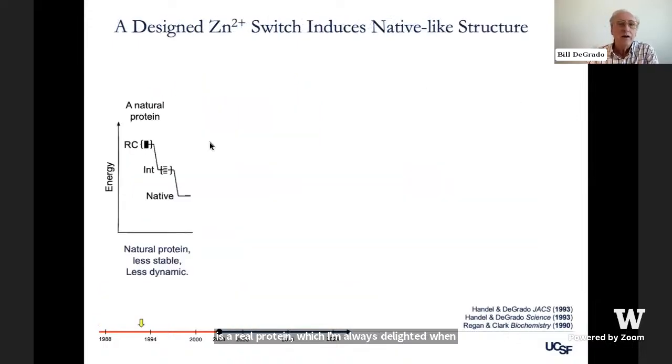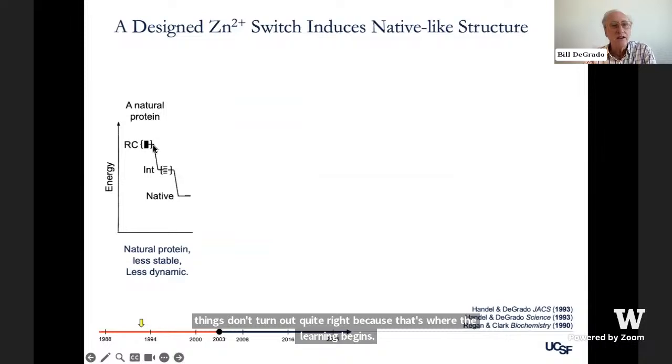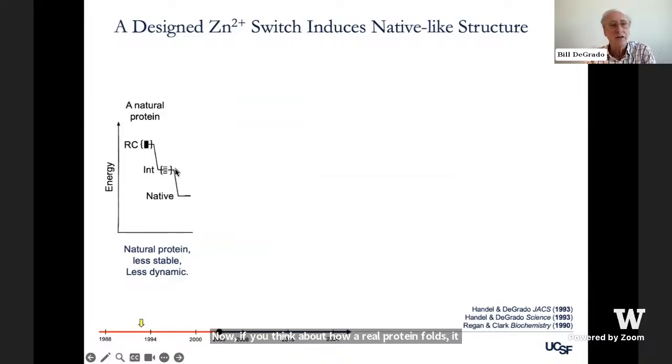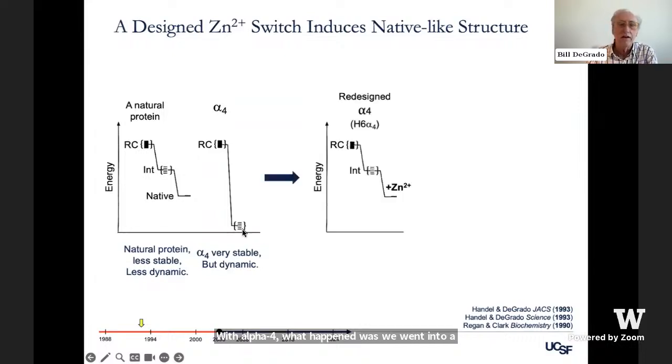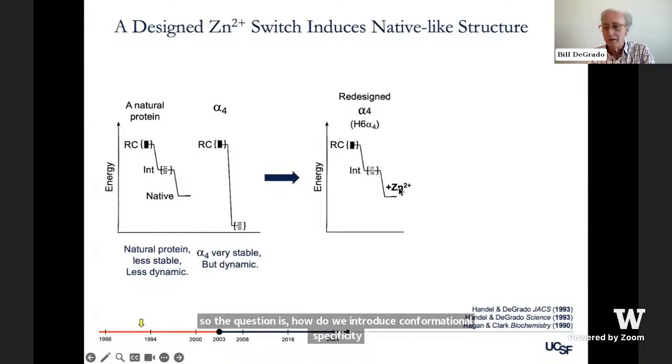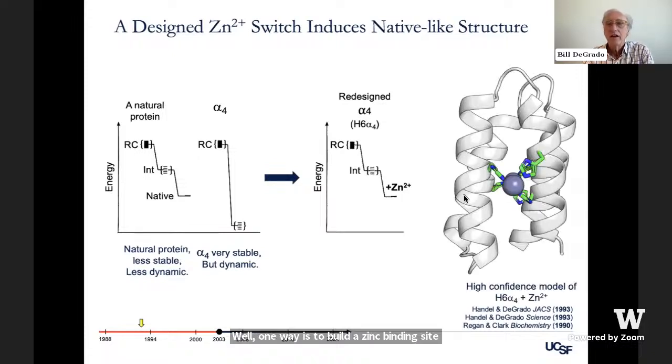Now, if you think about how a real protein folds, it starts in a continuum of states, goes into an equilibrium of intermediates, and then finally a native state wins. With alpha-4, what happened was we went into a very deep minimum, but not a unique one, not uniquely folded. And so the question is, how do we introduce conformational specificity? Well, one way is to build a zinc binding site. And so we did precisely that.